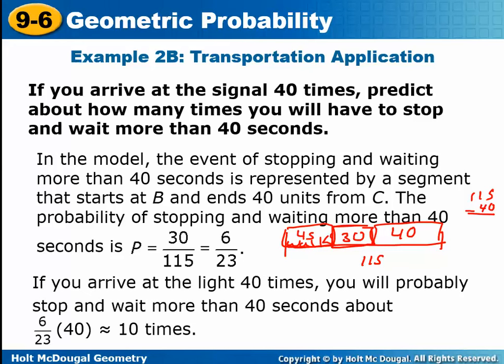Now you can just multiply that by 40, and you would get about 10 times. That's rounded, but that would be approximately how many times you would have to stop and wait more than 40 seconds.